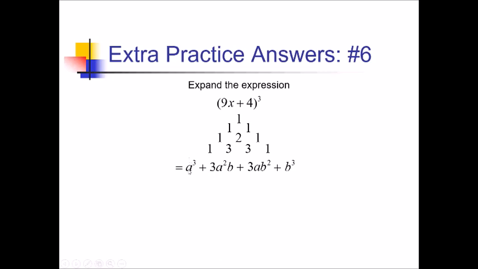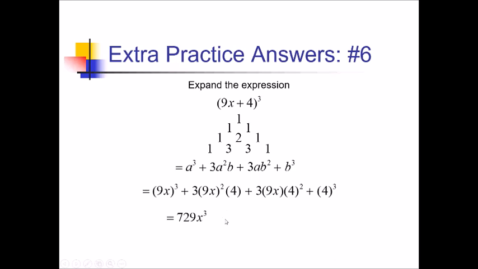So for this first term, I've got (9x) cubed, plus we've got 3 times (9x) squared times 4. Then we have 3 times 9x times 4 squared, and finally we have plus 4 cubed. Going through and simplifying all this, I have to cube each of these. What's 9 cubed? 9 times 9 is 81, 81 times 9, I believe that's 729, so 729x cubed.